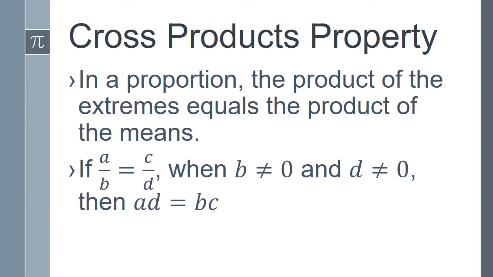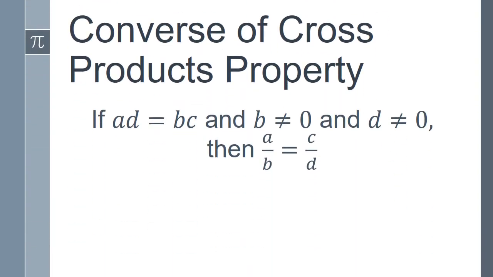So in a proportion, the product of the extremes equals the product of the means. So if A over B equals C over D, when B can't equal 0 and D can't equal 0, because you can't have 0 in the denominator, then AD equals BC. Now the converse of this is that if AD equals BC, and B does not equal 0, and D does not equal 0, then A over B equals C over D. So you can work it backwards.